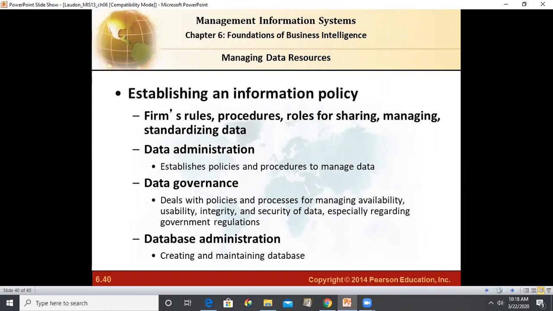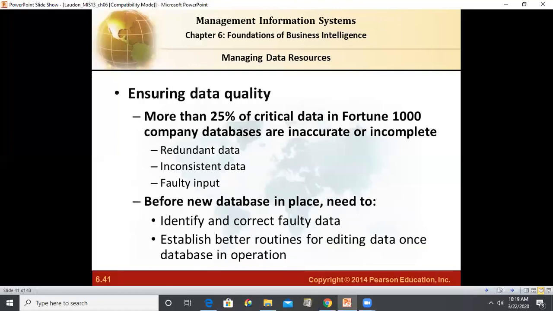This slide discusses the firm's need for an information policy in order to ensure that the firm's data is accurate, reliable, and readily available. Although the database administration group establishes and creates the physical database, the data administration function is responsible for the logical database design and data dictionary development. It says here that more than 25% of critical data in Fortune 1000 databases are inaccurate and incomplete.